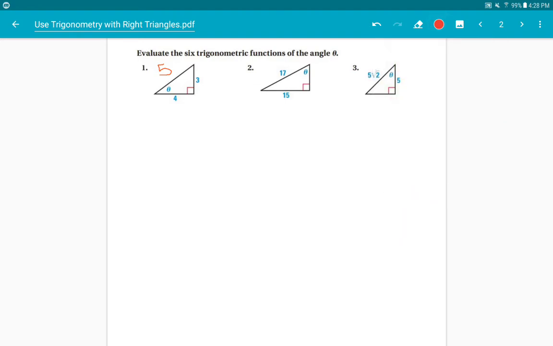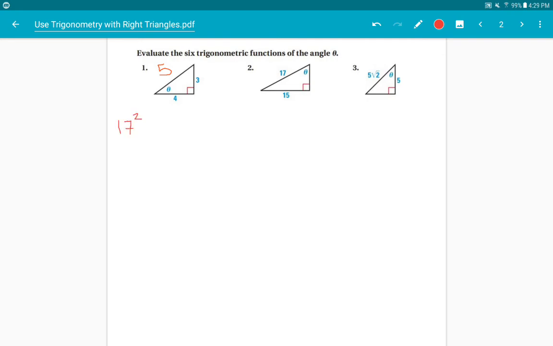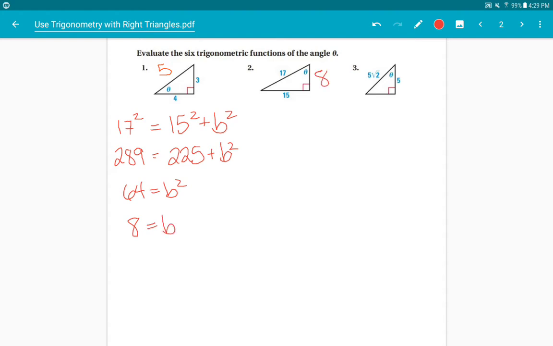So number 2, again, we have to start with Pythagorean theorem. So 17 squared is the hypotenuse, and that's going to be equal to 15 squared plus b squared, because we don't know what the other side is. So that's going to give me 289 is equal to 225 plus b squared. If I subtract, I get 64 equals b squared. So then 8 is equal to b. All right, so we're going to have a third side of 8 there.